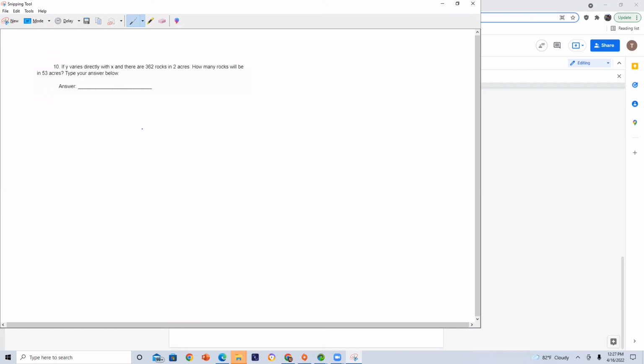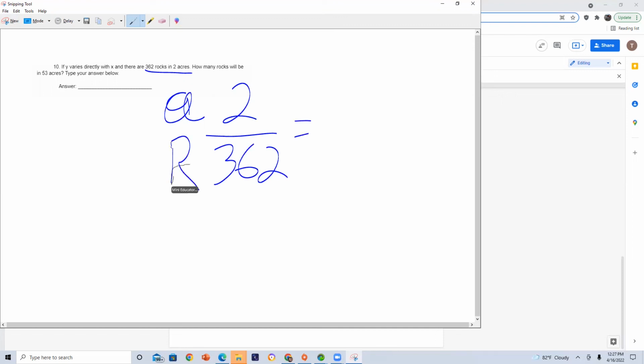The top part, we could do as acres, which when it says y varies directly with x and then it gives you a number, that's going to be the first part of the proportion. So acres 2, and then 362. Rocks are on the bottom. It doesn't matter which order you put them. And then the second part, we have the 53 acres, 53 over x.